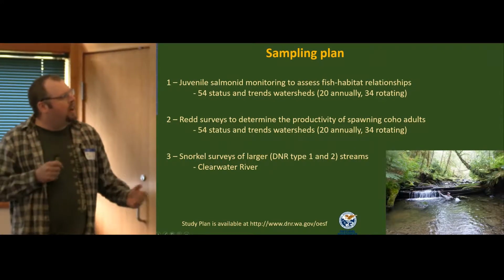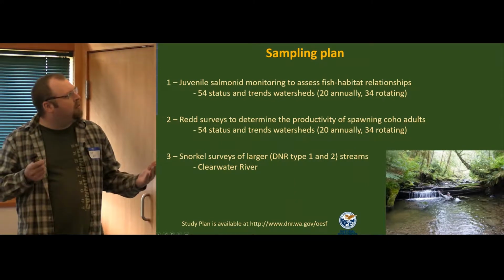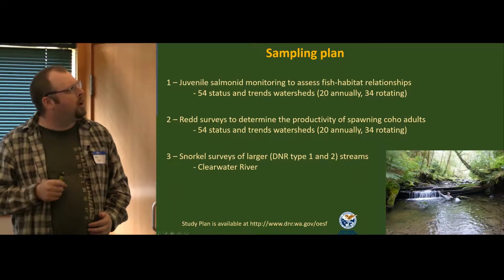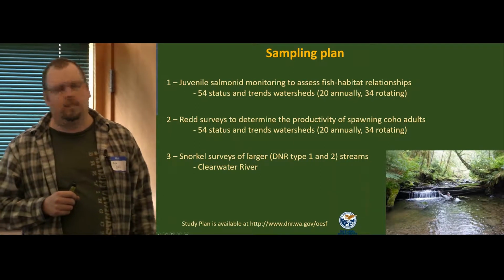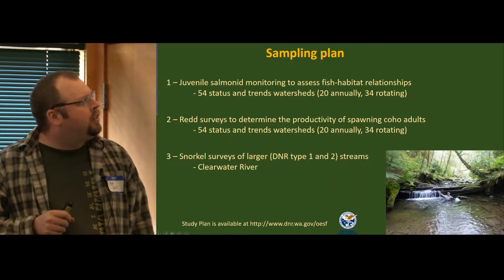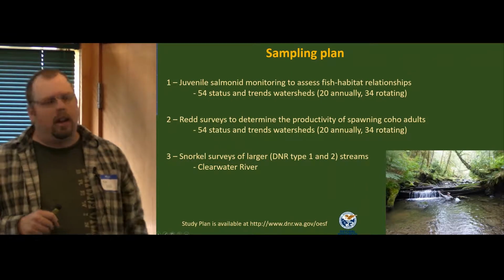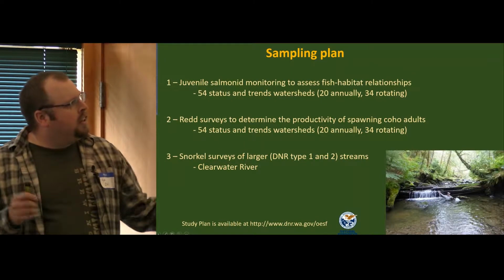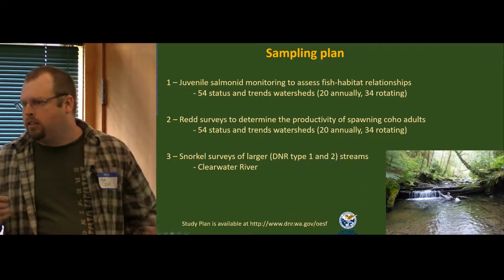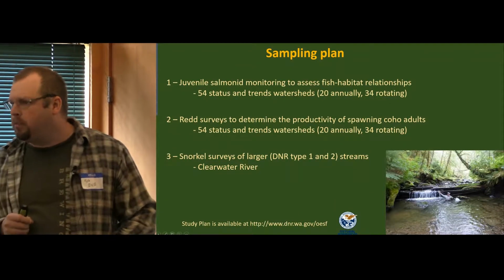The basic plan is to do 3 levels of sampling. We're going to do juvenile salmon monitoring in the 54 Stas and Trend basins. We're going to do redd surveys in those 54 basins as well. And then we're going to do snorkel surveys, mostly in the clear water, to see what's going on in those larger systems that we're not covering with the Type 3 systems.